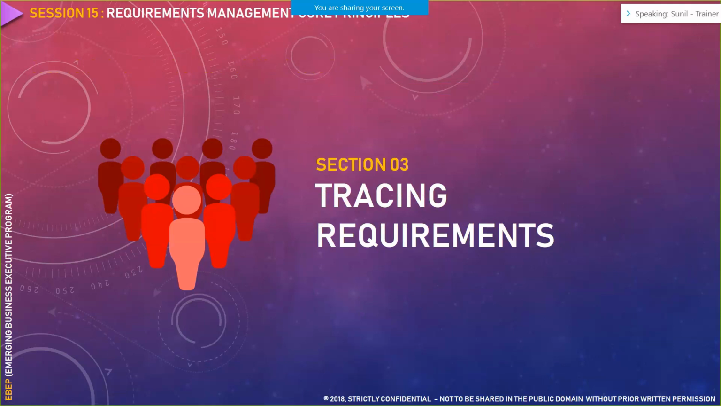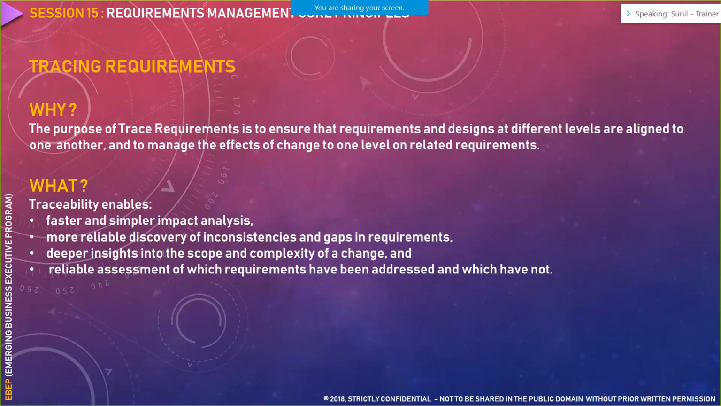Now we'll start with our very first activity in the requirements management core principle, that is tracing of requirement. How do we go about tracing the requirement and why is it needed in the first place? The purpose of tracing is to ensure that the requirements and design at different levels are aligned to one another. We have to maintain a particular traceability so that it is easily accessible for everyone, not only for business analysts, but for the development team, the quality assurance person, the project manager, or the business sponsor. It has to be easily accessible, it has to be faster, and it also helps us do the impact analysis.